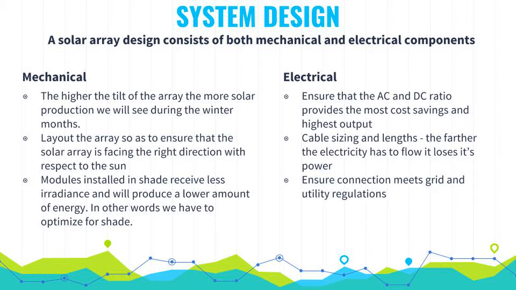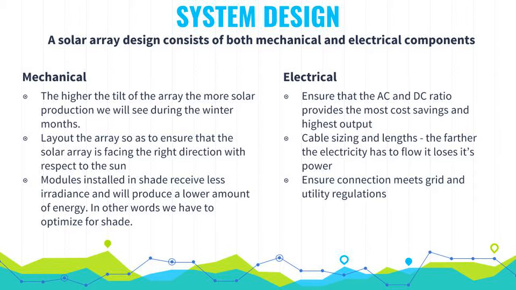System design. A solar array design consists of both mechanical and electrical components. It is often a trade-off or optimization of many different factors. Here are but a few of the considerations. First of all, on the mechanical side, the higher the tilt of the array, the more solar production we will see from the array during the winter months. However, it should be noted that the higher the tilt, the higher the wind resistance, and thus the higher the stress on the foundation, or in case of a rooftop, the higher the weight of the ballast that may be used to hold the array in place.